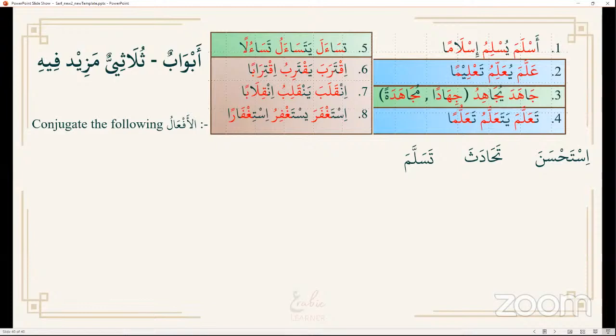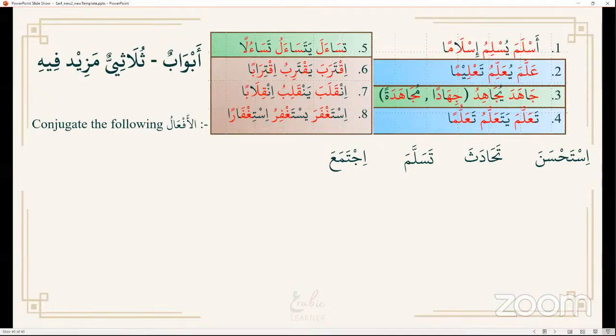Tasallama. Number 4, very good. Now do it. Tasallama, yatasallamu, then masdar. Tasalluma, yatasallamu. What about the masdar, the last one? Tasallama, yatasallamu, tasalluman. Good.